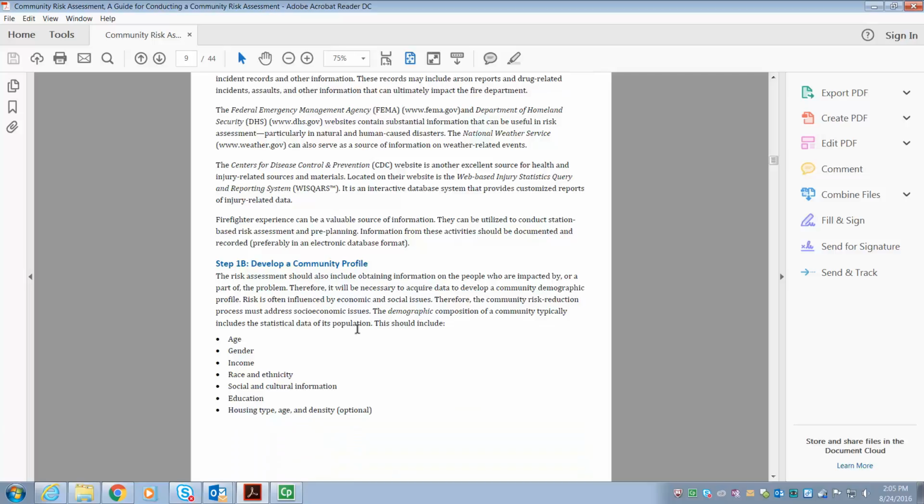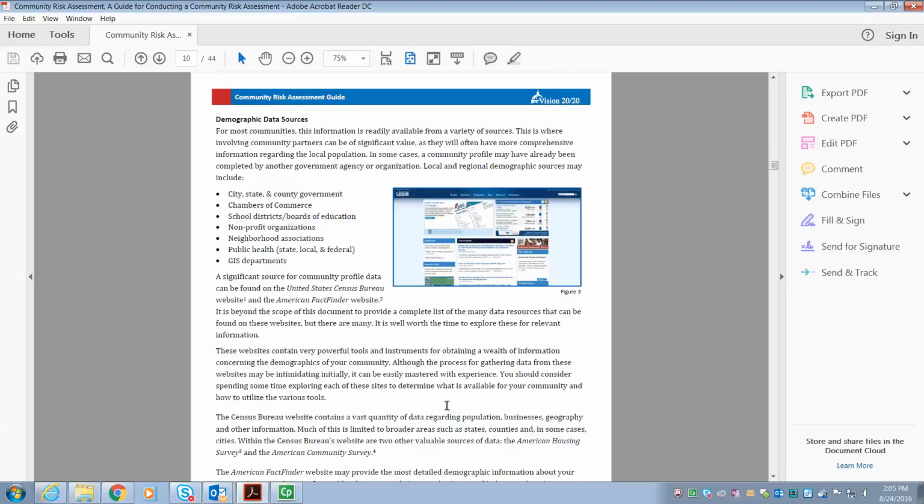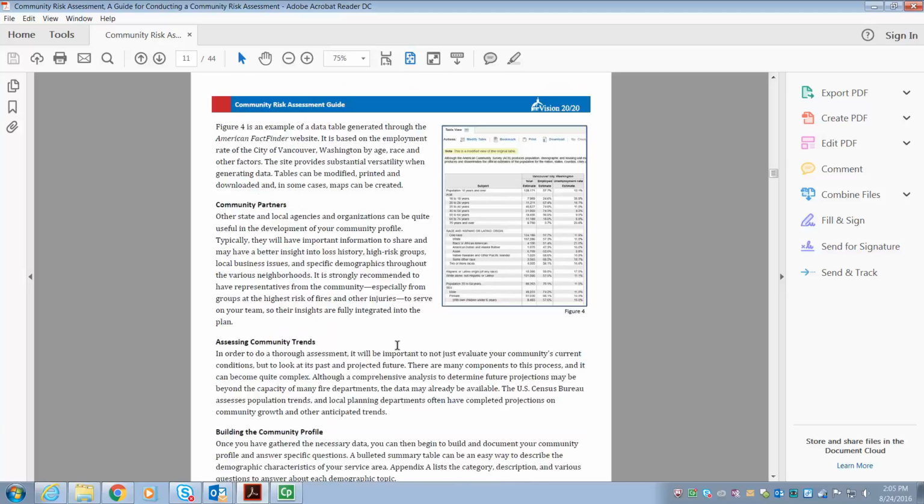And then developing a community profile. This is what we're looking at: age, gender, income, race and ethnicity, education, housing type, those kinds of things, and some of the sources of data. You have the tutorial on the American Fact Finder website. It's a little bit down in the course site, but you're going to prepare a demographic overview of your community based on American Fact Finder. So there's some more information for some of those demographic data sources. The Census Bureau is great at that.